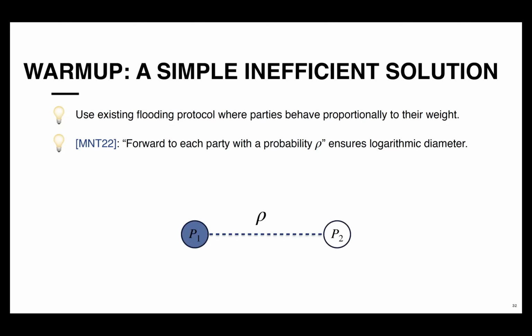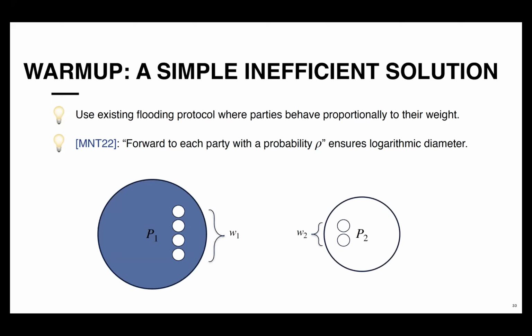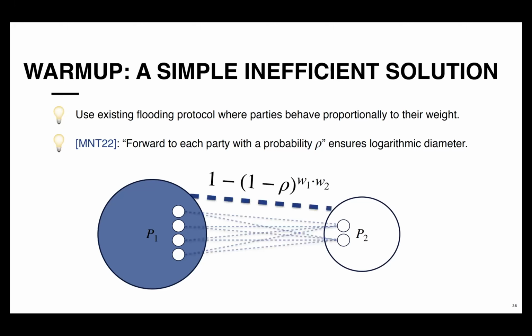So we can depict this as follows: P1 forwards the message to P2 with probability rho. Now, to accommodate this to the weighted setting, what you could do is let each party behave proportionally, meaning that P1 will instantiate 4 sub-parties, 1 for each discrete unit of weight P1 owns, and P2 will do the same thing. And now when P1 wishes to decide whether or not to forward a message to P2, P1 can let each sub-party behave as a party in the existing protocol. That is, each sub-party will flip a coin for each sub-party of P2. Now the total probability to forward will be 1 minus (1 minus rho) to the power of the weights of the two parties multiplied together.